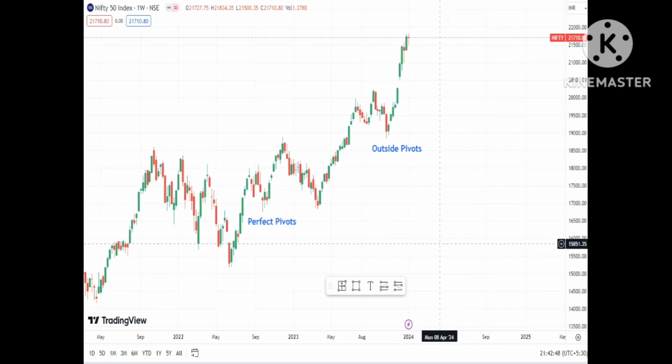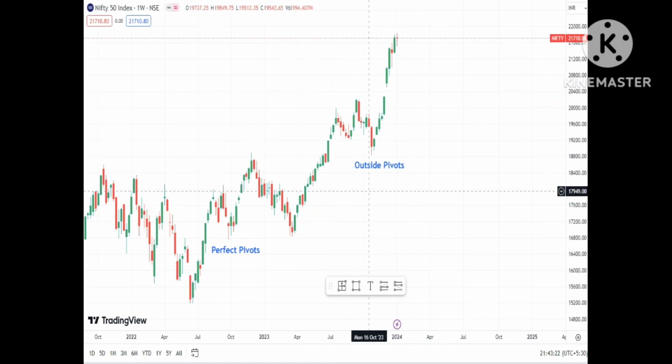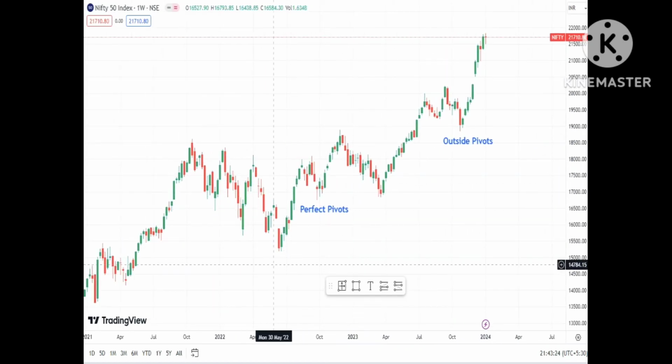Today we will discuss outside pivots and perfect pivots. There is actually not a very big difference between them. Both are pivots, but sometimes we ignore them as pivots, and this is the main reason why I have made this video. Let's see what outside pivots and perfect pivots are.